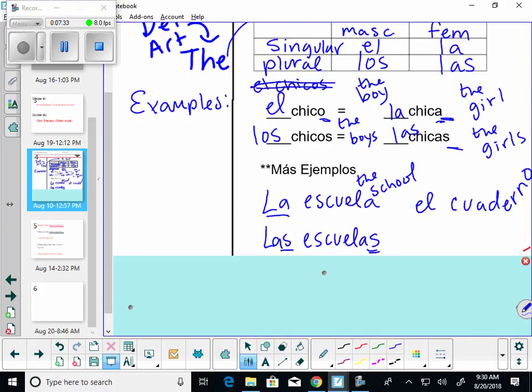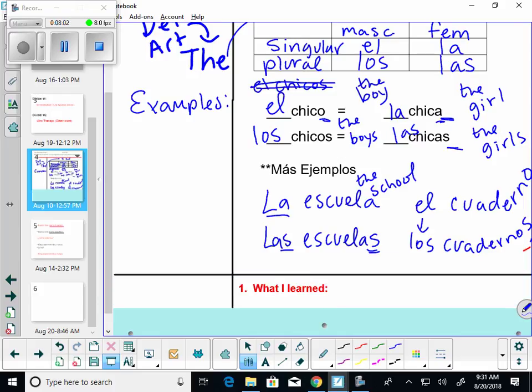Now, what would el cuaderno be in English? The journal or the notebook. You're right. And if I want to make it plural, I have to change el to los, and cuaderno has to become cuadernos. All right? So, hay cuatro. There are four definite articles in Spanish. El, la, los, and las. Esos son los apuntes.